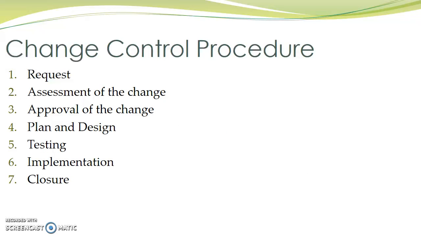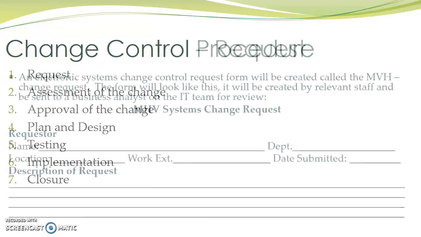Change control procedure. The following components will make up the change control procedure. A request will be initiated. There will be an assessment of the change, an approval process for the change, the plan and design phase, the testing phase, the implementation of the request, and closure of the project. We'll cover each of these separate components in future slides.